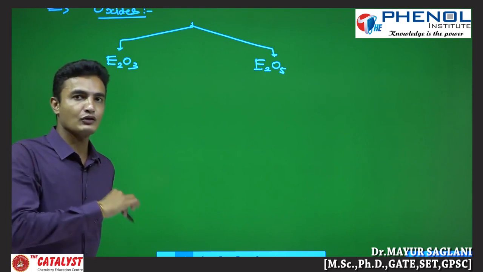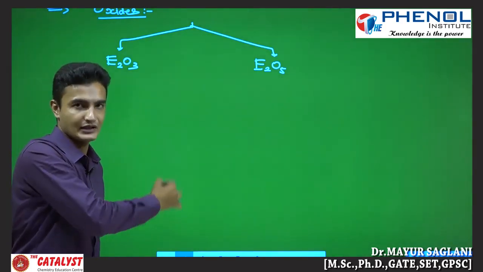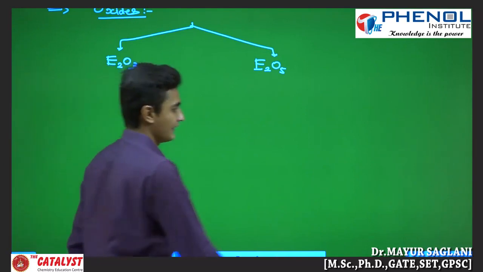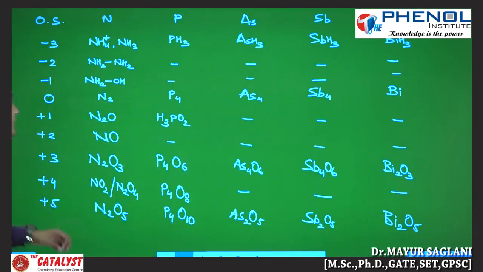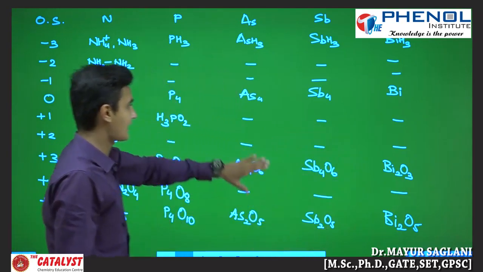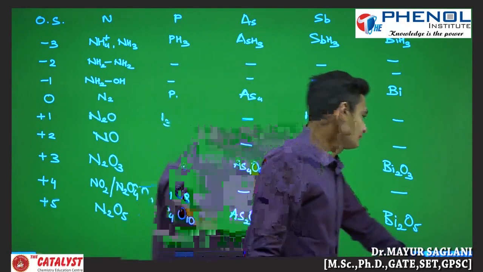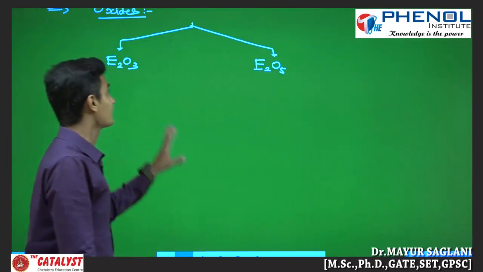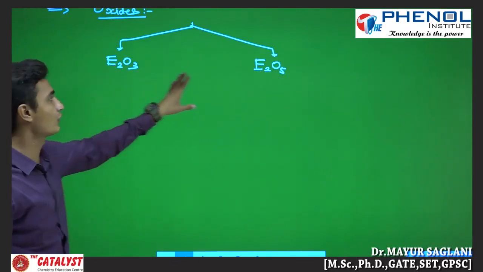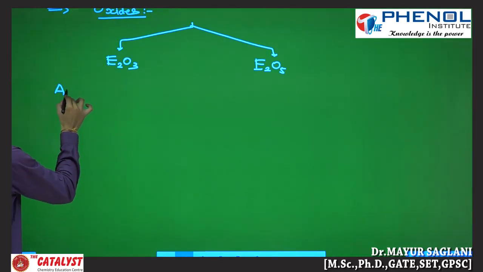We have already seen those oxides in the periodic table, the oxidation state table, previously. Here you can see we have written these oxides: N2O, NO, N2O3, NO2, N2O5, and this one is the oxides for phosphorus, arsenic, antimony and bismuth. So we have already seen the oxides. There are two types, E2O3 and E2O5 type oxides. Fine. I'll write acidity.